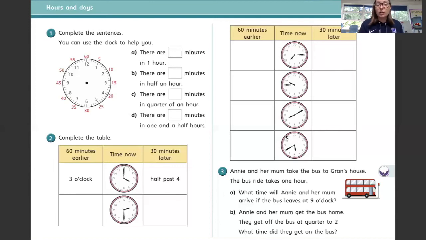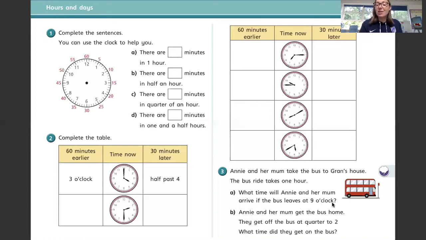Okay, question 3. Annie and her mum take the bus to Gran's house. The bus ride takes 1 hour. What time will Annie and her mum arrive if the bus leaves at 9 o'clock? So remember that it takes an hour. So if they have arrived, what time will Annie and her mum arrive if the bus leaves at 9 o'clock?